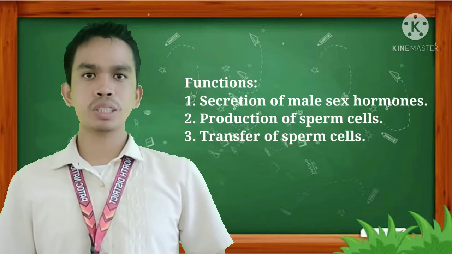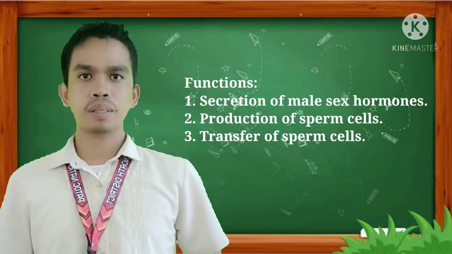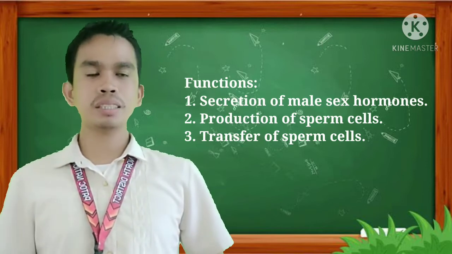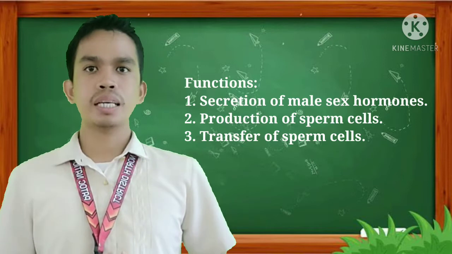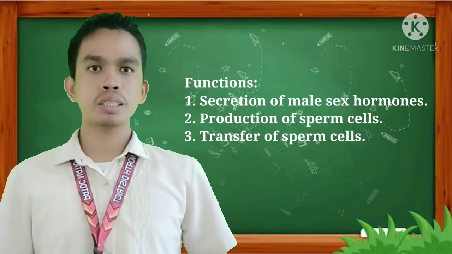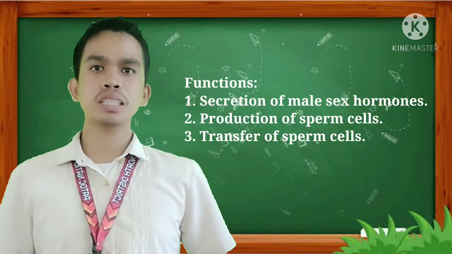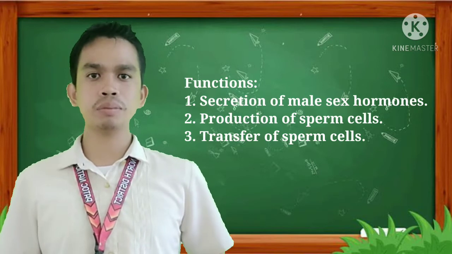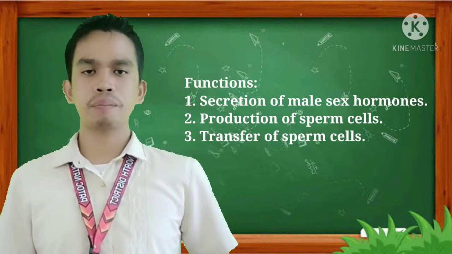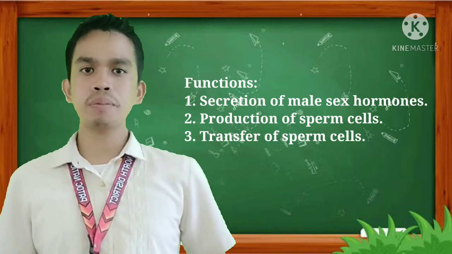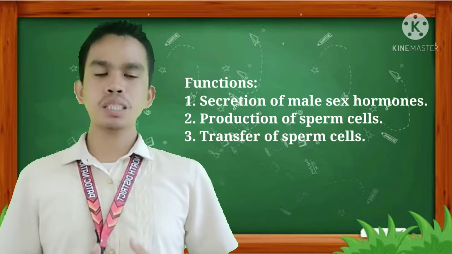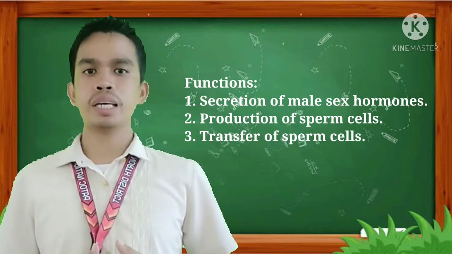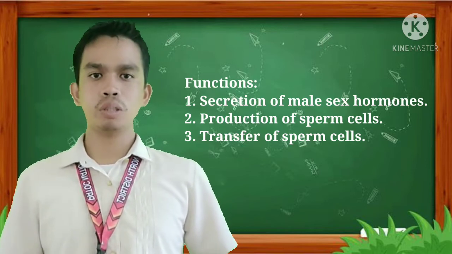First, it performs the secretion of male sex hormones. These male sex hormones are responsible in the development of the characteristics of men that are different from women. This includes the development of the voice, the broadening of the chest, the enlargement of muscles, and all the other characteristics. The second function of male reproductive system is the production of sperm cell. There is a specific part in the male reproductive system that is responsible for producing sperm cell. These sperm cells are important in the fertilization of egg and the formation of the new individual.